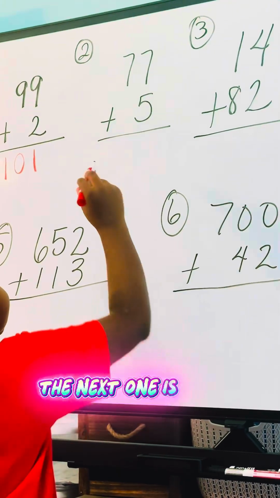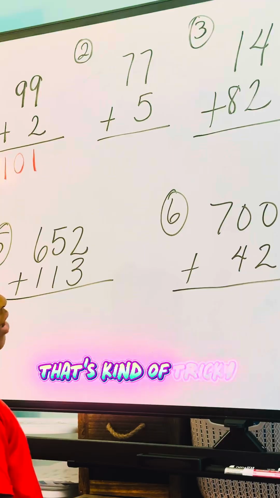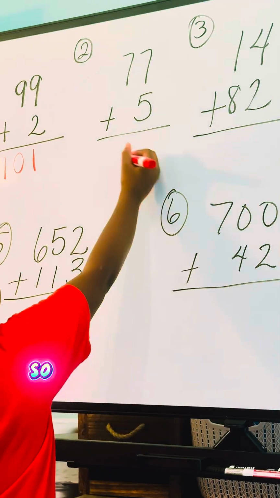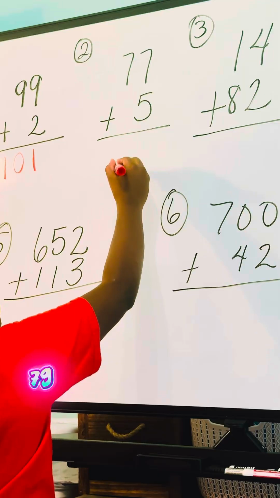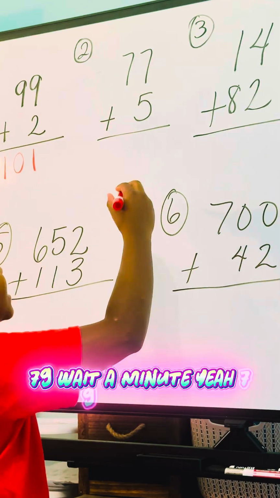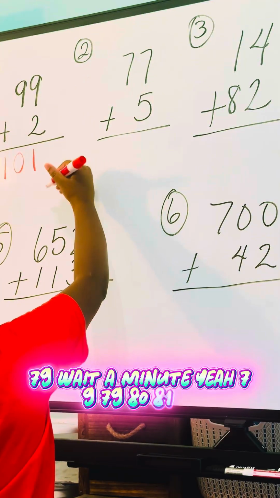The next one is 77 plus 5. That's kind of tricky, but I think you guys got it. So we're just counting on again, which would be 78, 79, 80, 81, 82.